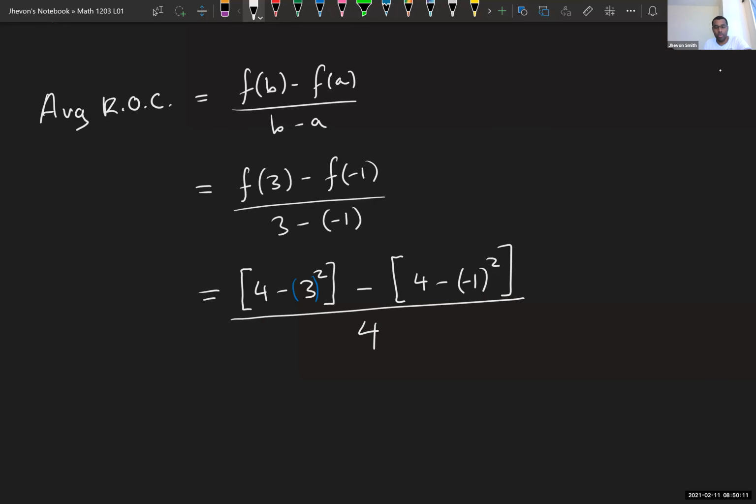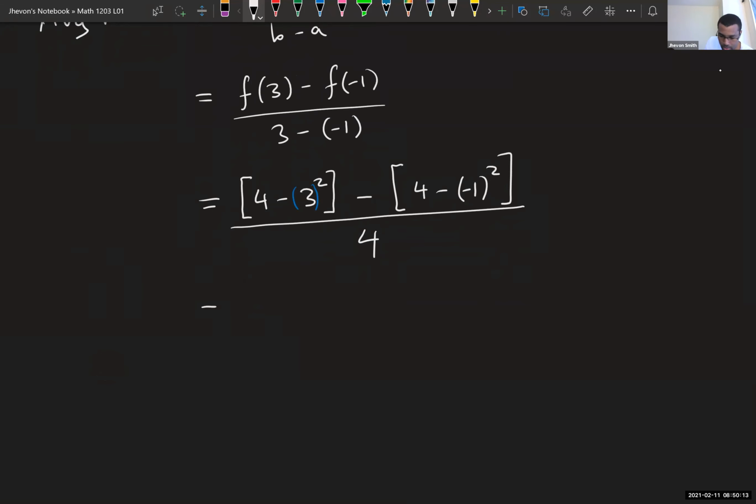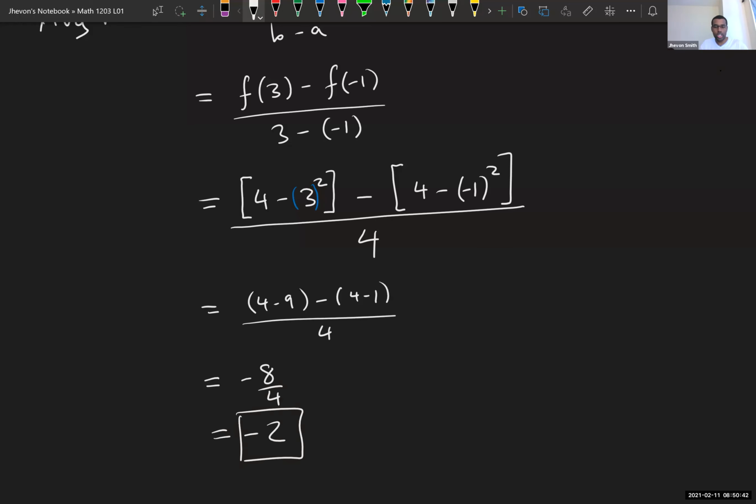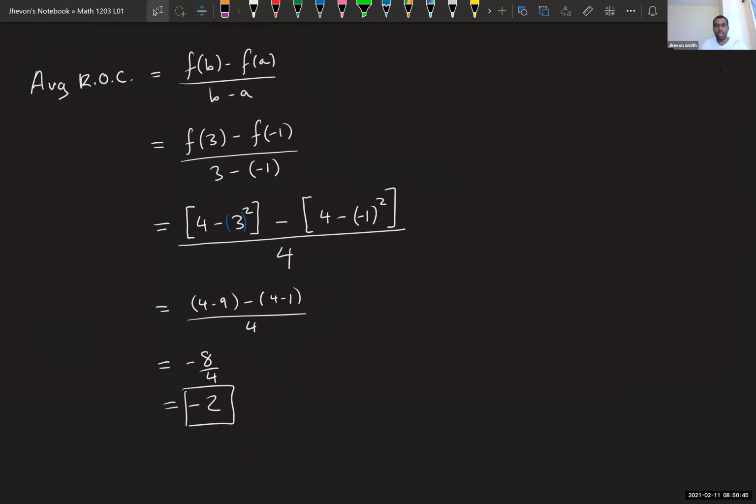Okay, so that's actually going to be 4. And right now we're just going to simplify, right? So this is 4 minus 9. This is 4 plus 1 all over 4. Okay, so that's going to be minus 5. See, I fell into my own mistake. This is 4 minus 1. So that's going to be minus 5 minus 3. That's minus 8 over 4, which is minus 2. So that is the average rate of change of f of x on this. And so far, are there any questions on this?